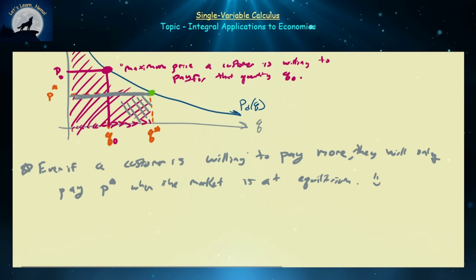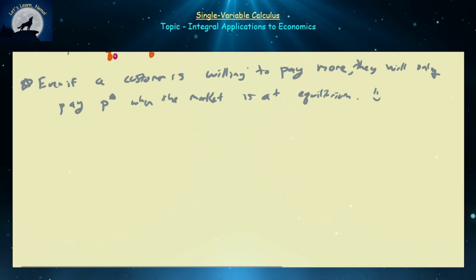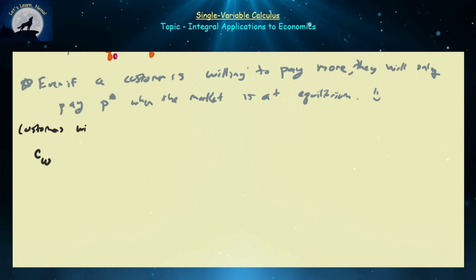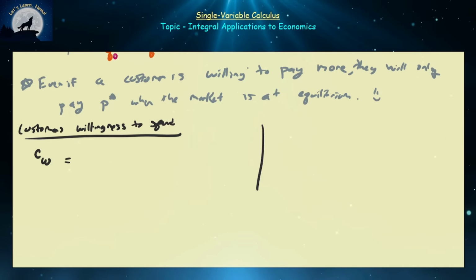Right? So we have actually two quantities: the customer is willing to spend and the actual value for which a customer pays. Right? So let's define these via integrals. So the customer's willingness to spend, which I'll define as CW. So let's look at this from the graphical perspective.